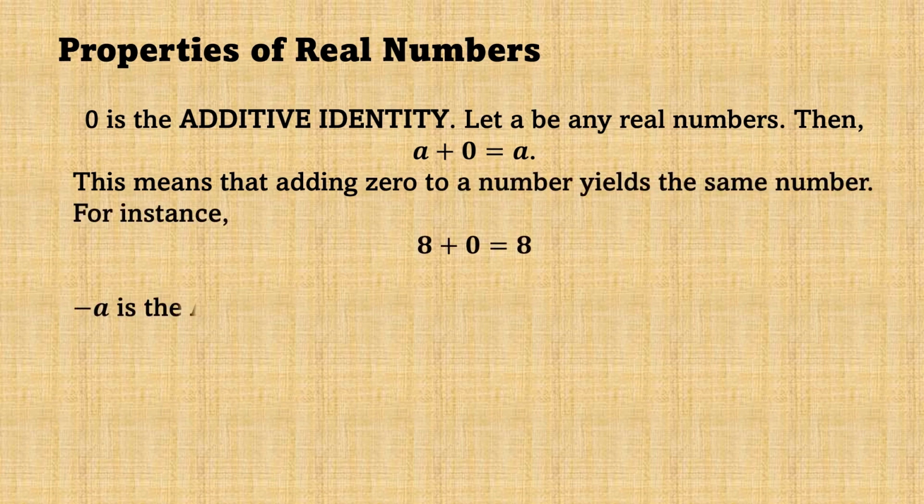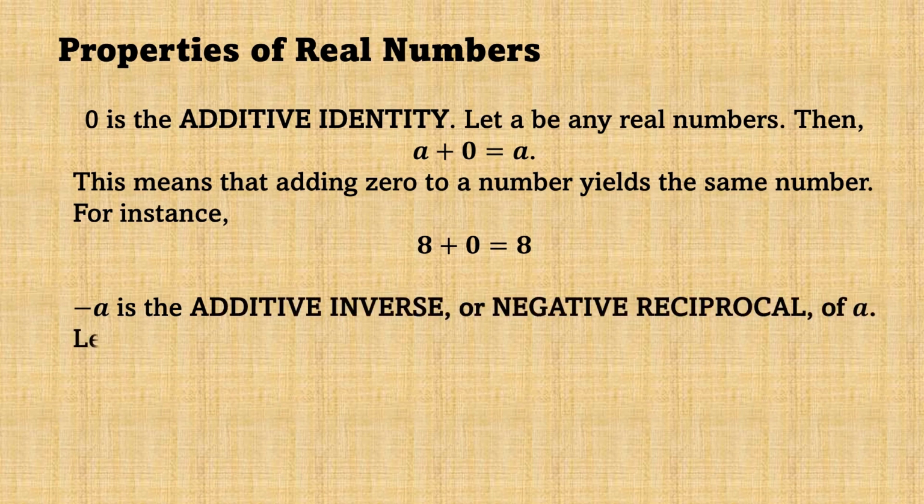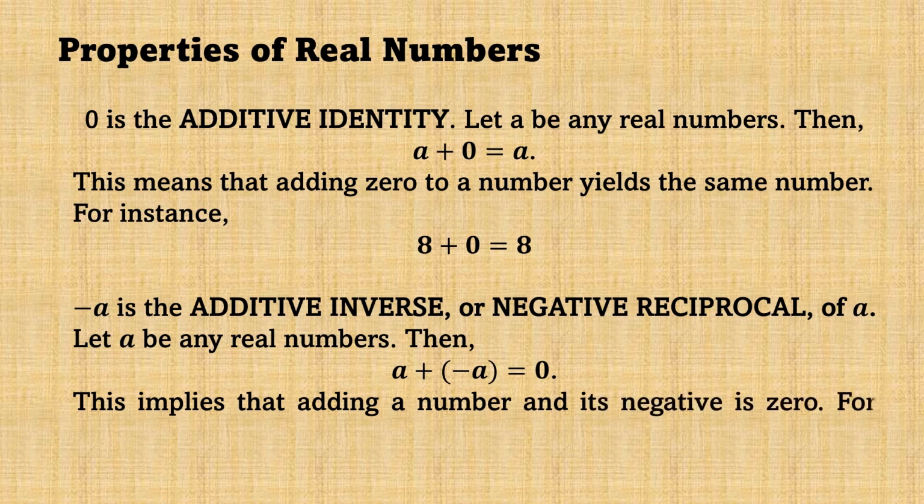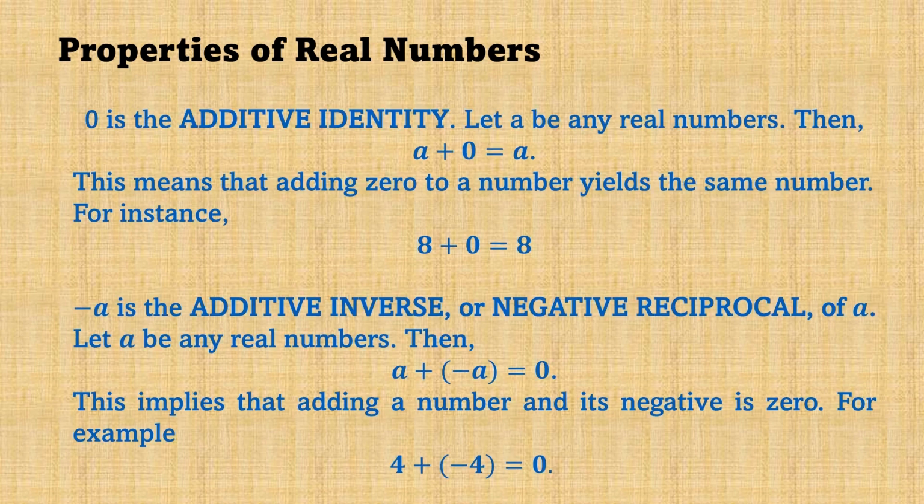Another property of real numbers is negative a is the additive inverse, or negative, of a. Let a be any real number. Then, a plus negative a is equal to 0. This implies that adding a number and its negative is 0. For example, 4 plus negative 4 is equal to 0.